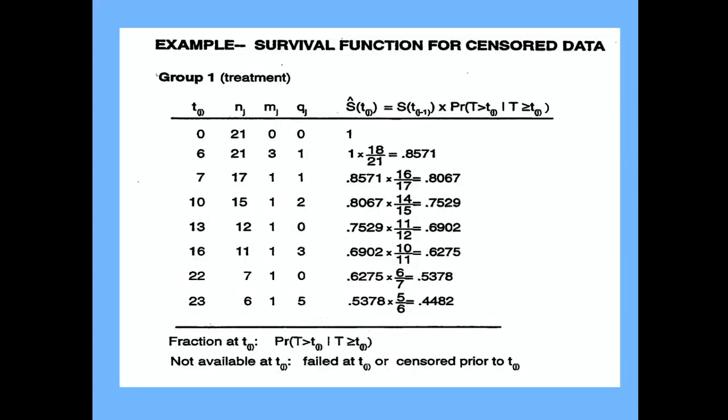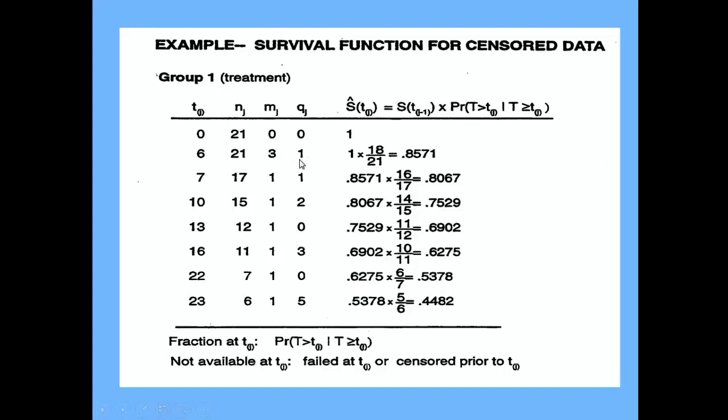Okay, so now we're talking about group 1. How do you do group 1? You notice that at time 0, there were 21 people in that group. Nobody failed, nobody was censored. The first time somebody failed was 6 weeks, and there are 21 people in the risk set just prior to that happening. 3 people failed, and 1 person was censored.